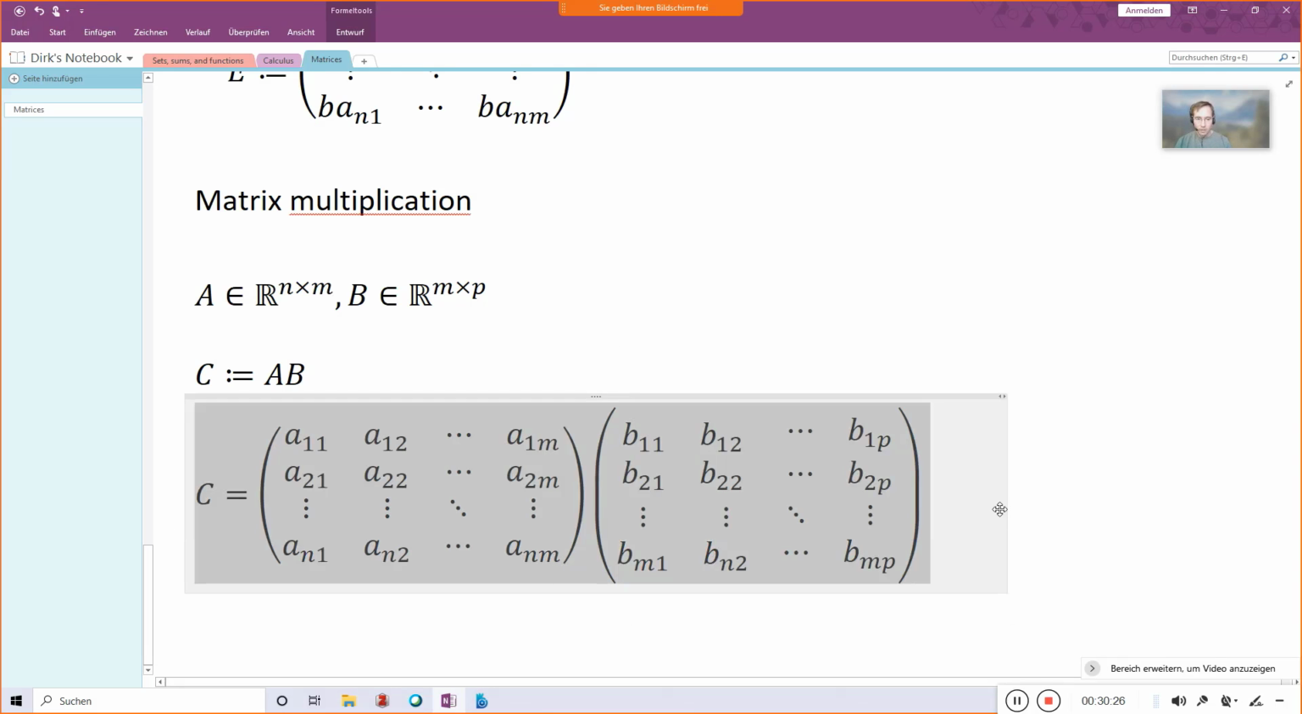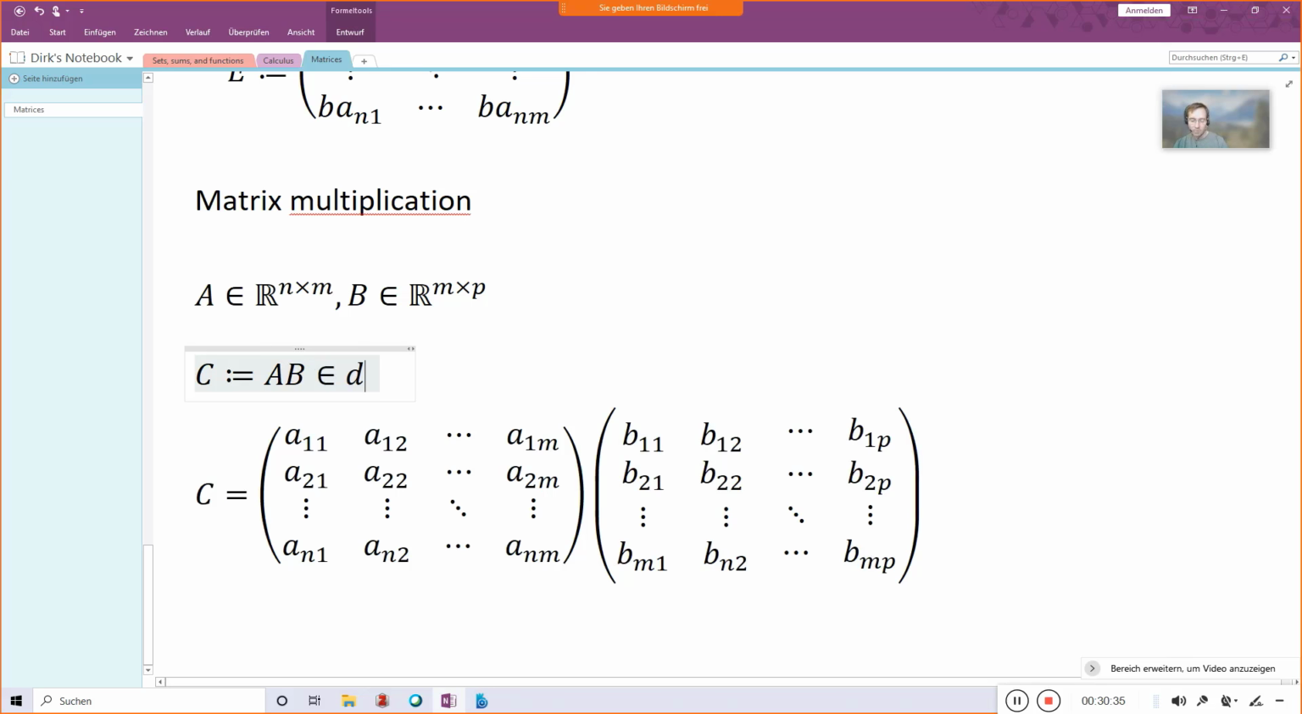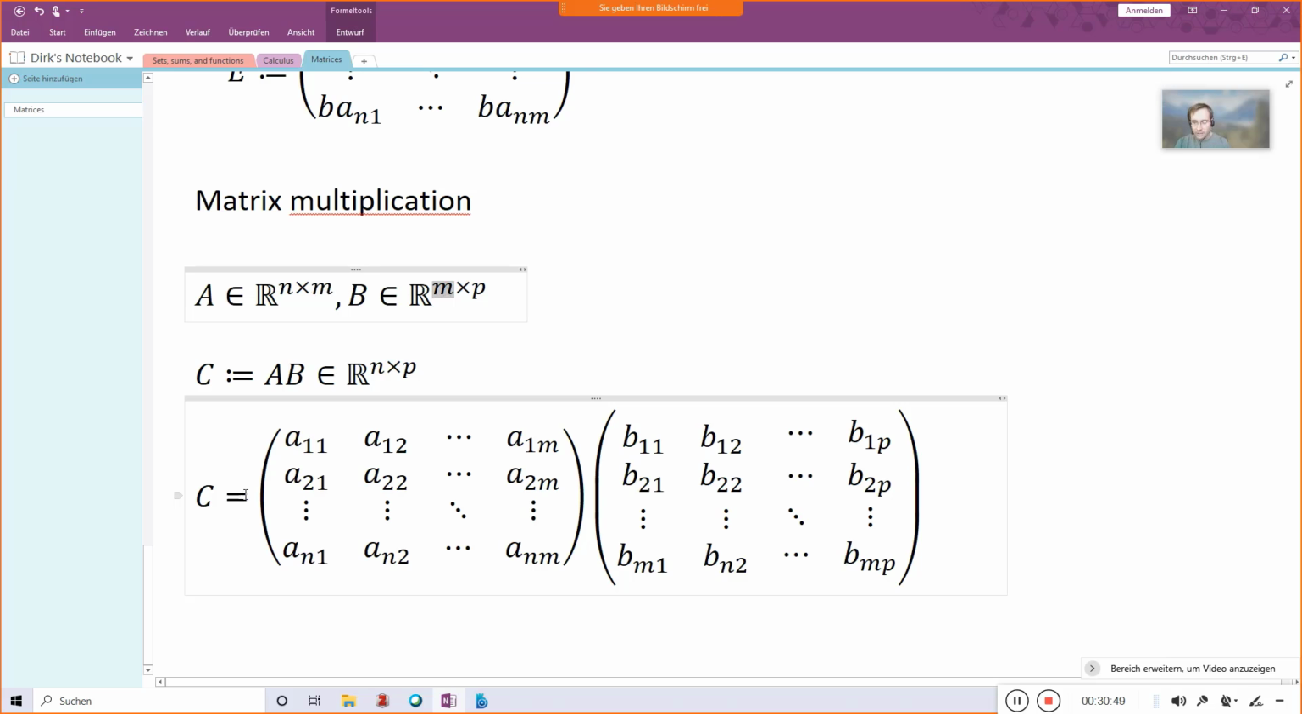Now, to compute the entries of C, where C will always be an n times p matrix, the inner dimensions, these two m's, disappear, because as we will see, we're summing over them. C is defined as follows.